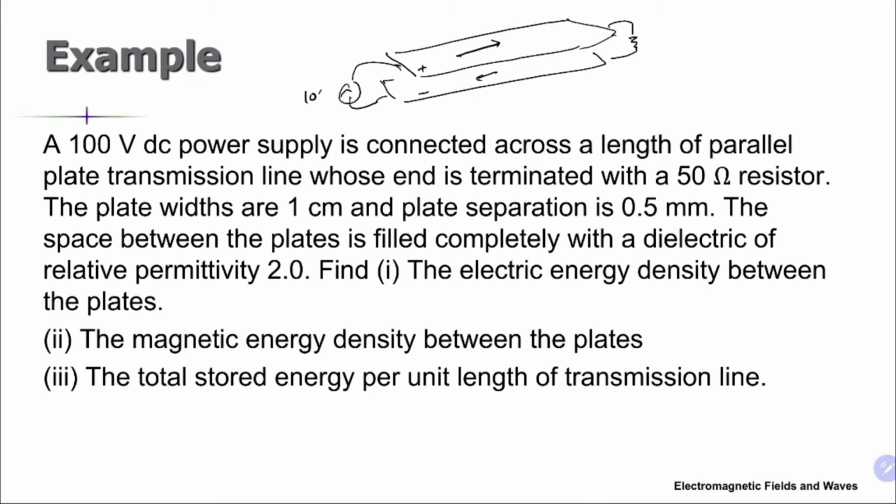So we have 100 volts here, and 50 ohms at the other end. Width is 1 centimeter. Separation is 0.5 millimeter. Epsilon r equals 2.0. So that is the question to solve.